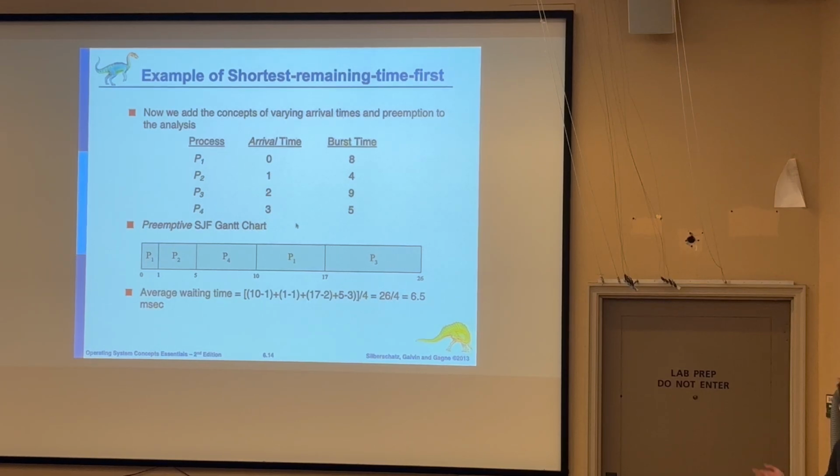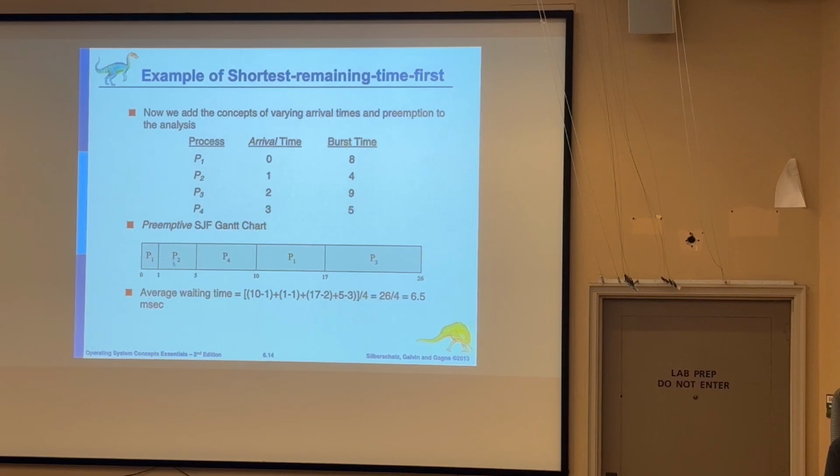This is still very straightforward. Anyone want to try to explain how it works? I already explained how it works for P1 and P2. Anyone want to try to explain how it schedules, making decisions at the later scheduling points? Yes? There's 7 seconds remaining of P1, so it picks P4 first because it only has 5. Mm-hmm. But before that, I think there is another decision that needs to be made.